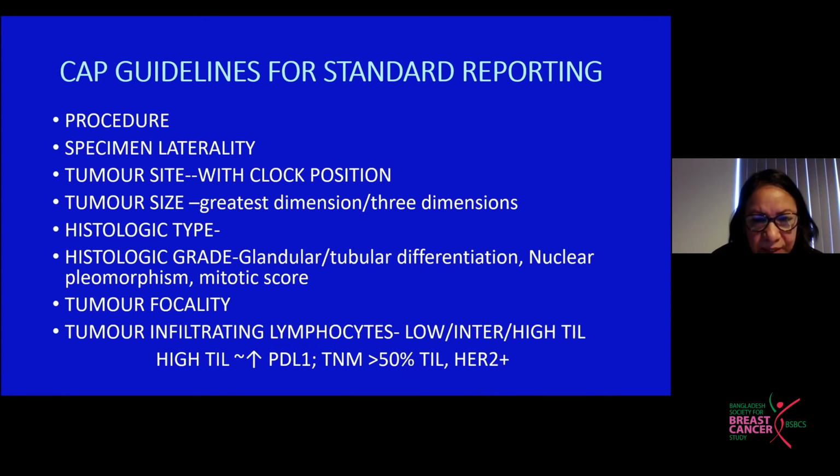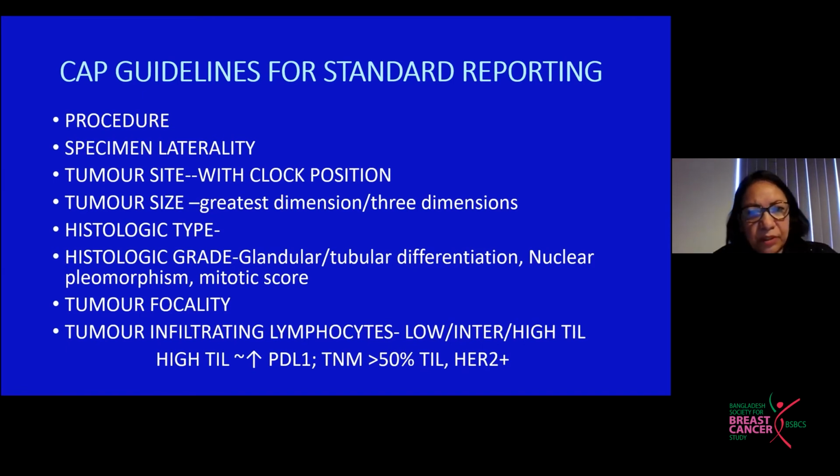And also, nowadays it is very important to note down the tumor infiltrating lymphocytes, whether it is low, intermediate, or high. In short, it can be called TIL. If it is high, a high TIL is usually associated with increased PD-L1 activity, and usually triple negative breast cancers are associated with high TIL. And in some cases of ER/PR negative, HER2 positive breast cancers also tend to have high TIL. So this is very important for predicting tumor behavior.